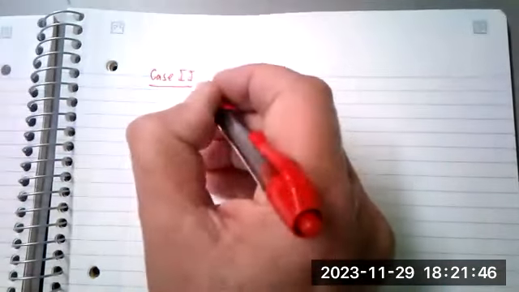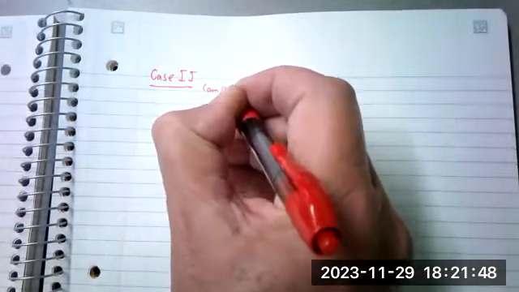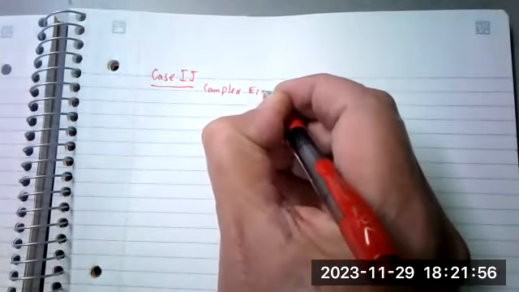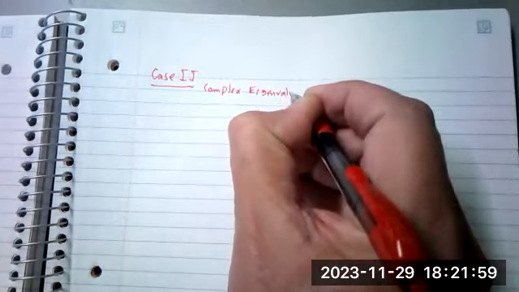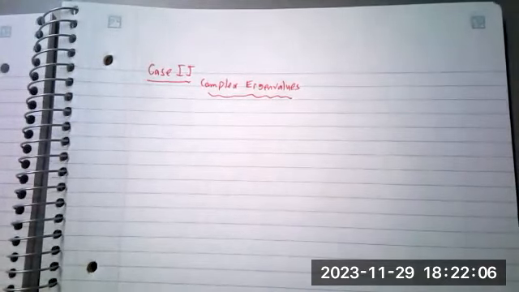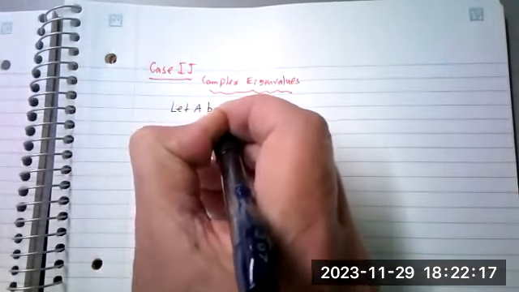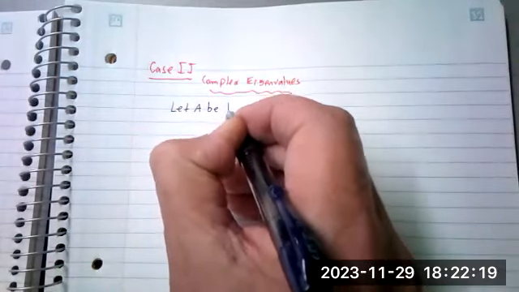This is going to be the case where we have complex eigenvalues. The situation is very much like the one we did with linear equations. We already tried the matrix form of the differential equation, and we arrive at the complex case. Now, what are we going to do in this case? Again, we assume that A, as usual, is going to be that matrix. Let A be the coefficient matrix.